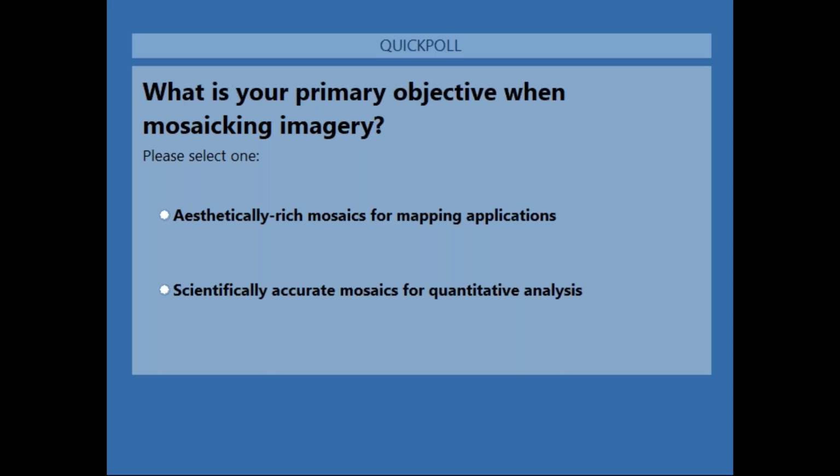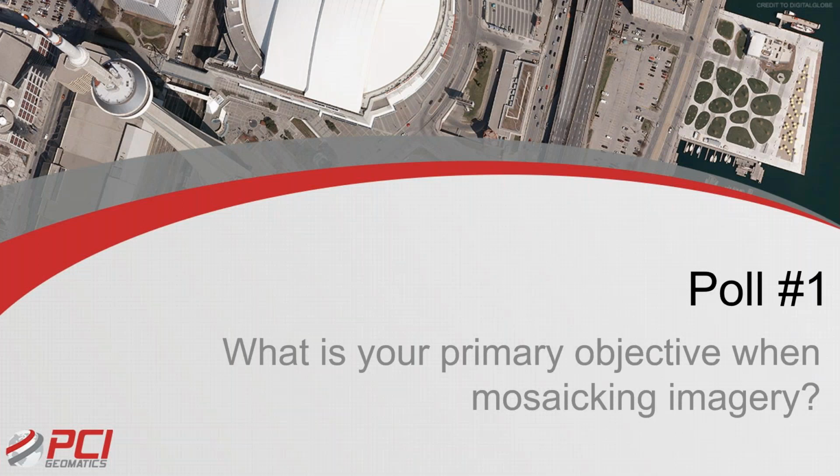Wonderful, okay. I'll let this go on for a few more seconds. We're seeing a higher degree of people wanting to produce scientifically accurate mosaics for the quantitative approach. That's great. I'm going to be closing this in 5, 4, 3, 2, 1. Thank you all for setting in the polls. We have around 40% producing aesthetically pleasing mosaics, while around 60% want scientifically accurate ones. Wonderful.